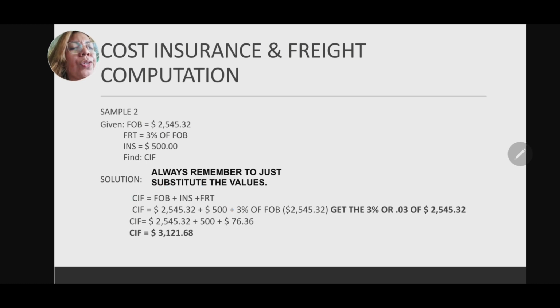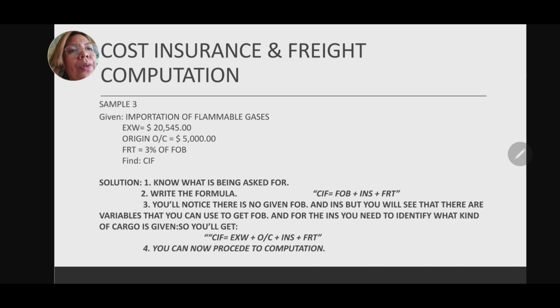Okay, that is your sample number 2. For sample number 3, this is an importation of a flammable gas. The given Ex Works is 20,545. There is also origin other charges, which is $5,000. And then your freight is 3% of your FOB. And again, we are looking for our CIF value.